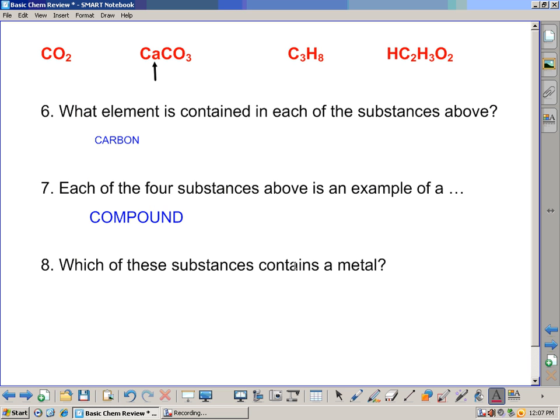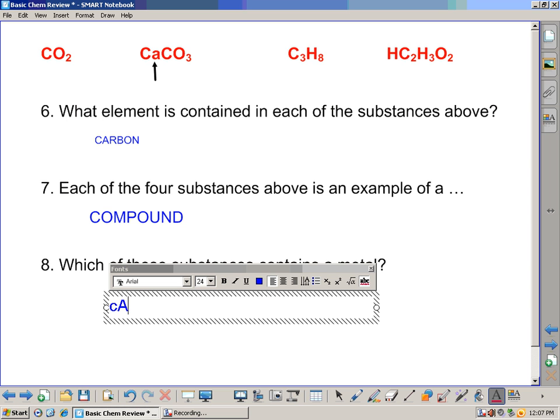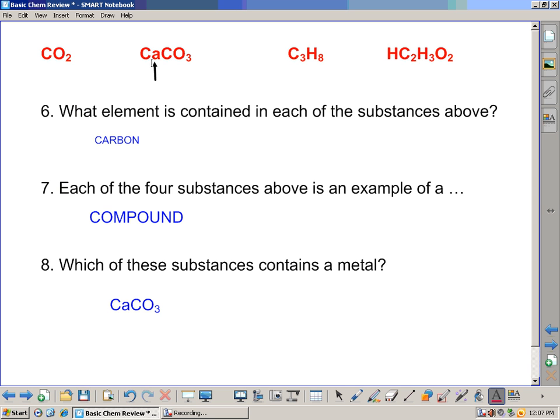And then finally, which of these substances contains a metal? Well, let's look at our elements again. Carbon is a nonmetal. Oxygen is a nonmetal. They're both to the right of the stairs. Calcium is to the left of the stairs, so that's going to be our metal. So which of these substances contains a metal? Well, you would have to say CaCO3. Oops. All right, CaCO3 is the only one that contains a metal up there. That's because calcium is to the left of the stairs and it's not hydrogen.